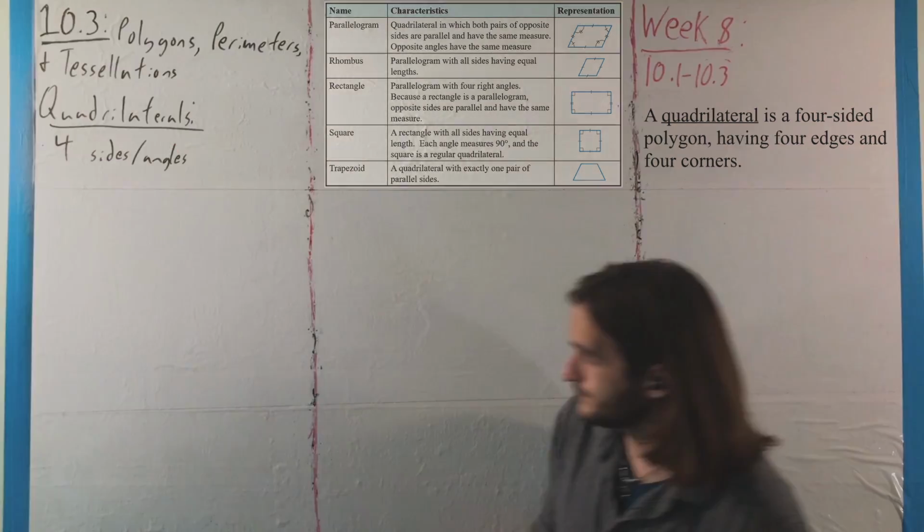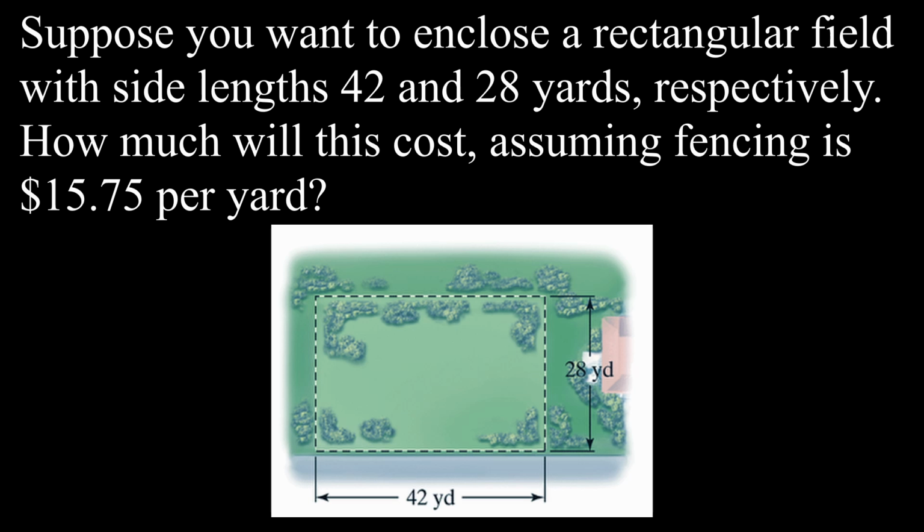in particular here, a rectangle. So suppose you want to enclose a rectangular field with side lengths 42 and 28 yards respectively. How much will this cost, assuming fencing is $15.75 per yard?